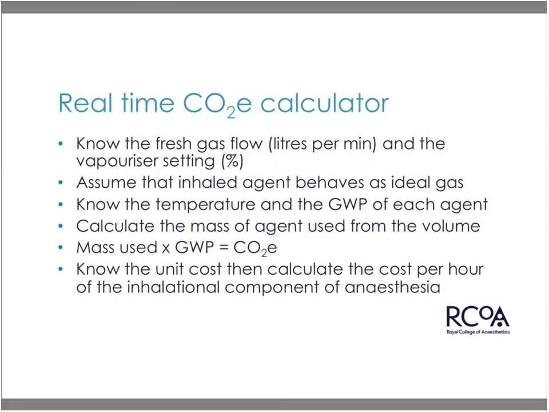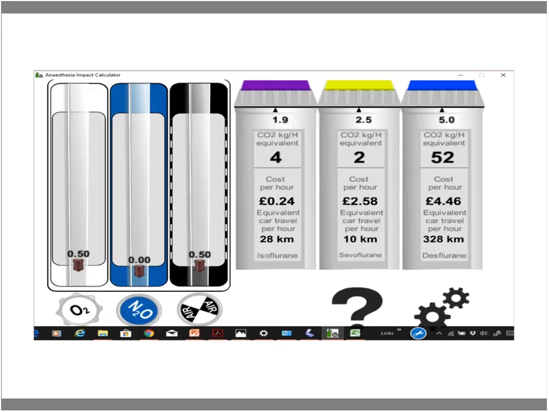What I've moved on to do is to devise a real-time CO2e calculator. We all in anaesthesia practice know our total fresh gas flow in litres per minute, and we know the vaporizer setting. We have to make one or two assumptions about the behavior of each of the inhalational agents, but we know the temperature, and we can derive from those the mass of each agent used. And then we can even go one step further and actually calculate the cost of that anaesthetic.